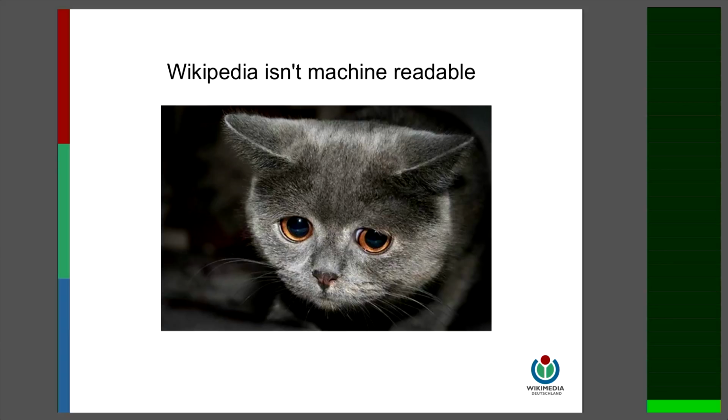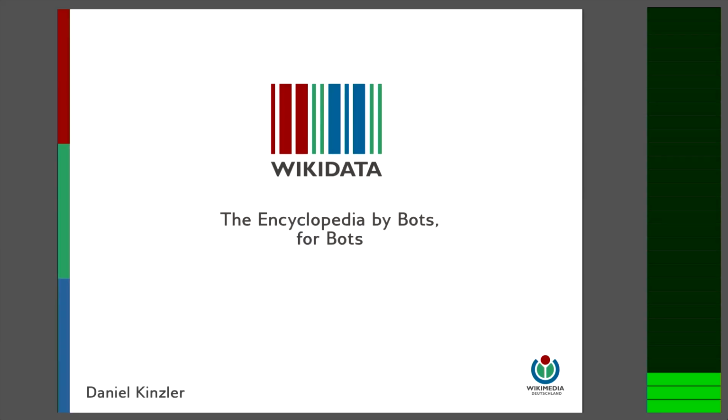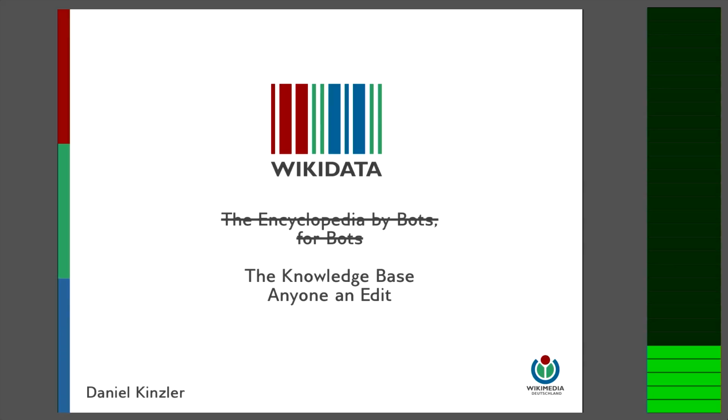All right, so Wikidata isn't machine readable, and that kind of sucks. Don't you wish that your bot or whatever website you are creating could make use of the information on Wikipedia easily? About 3 years ago, Wikidata went live. Wikidata is also run by the Wikimedia Foundation, just like Wikipedia. I like to call it the encyclopedia by bots, for bots, but officially it's the knowledge base anyone can edit. Yeah, both is obviously true.